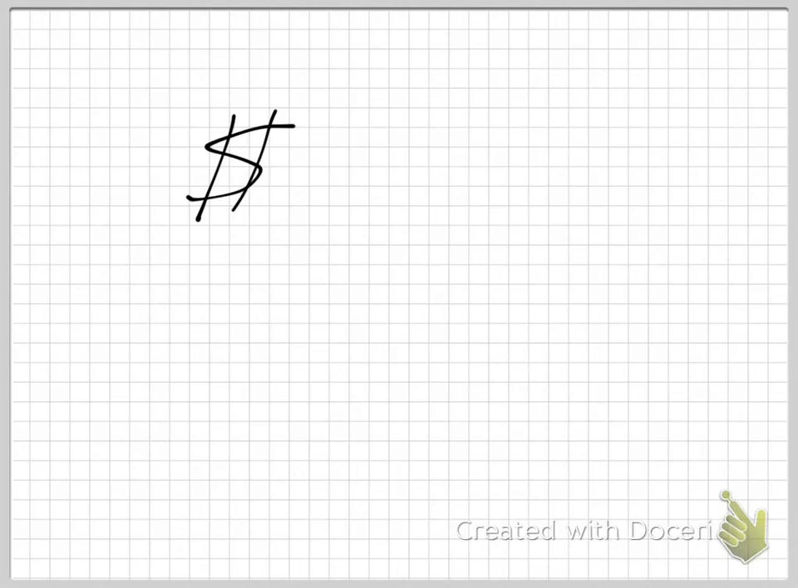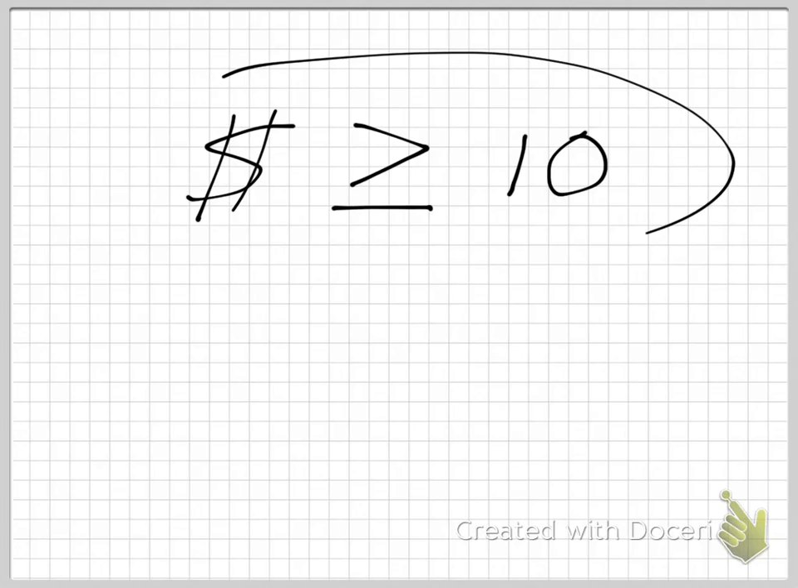$ is greater than or equal to 10. Now, does that fit what I'm saying? If I had 15, could I have $15 and have this be true? Yes. Could I have 20? Yes. Could I have 10 and have it be true? Think, if I said I have at least $10 in my wallet, and I have $10 in my wallet, did I lie? No. So then 10 could work, and that's where it is greater than or equal to 10, right? So this is the one that works.